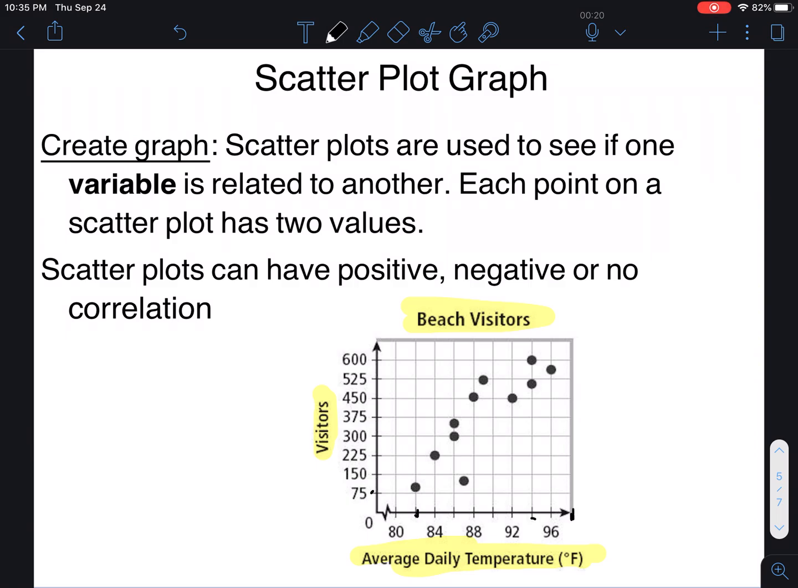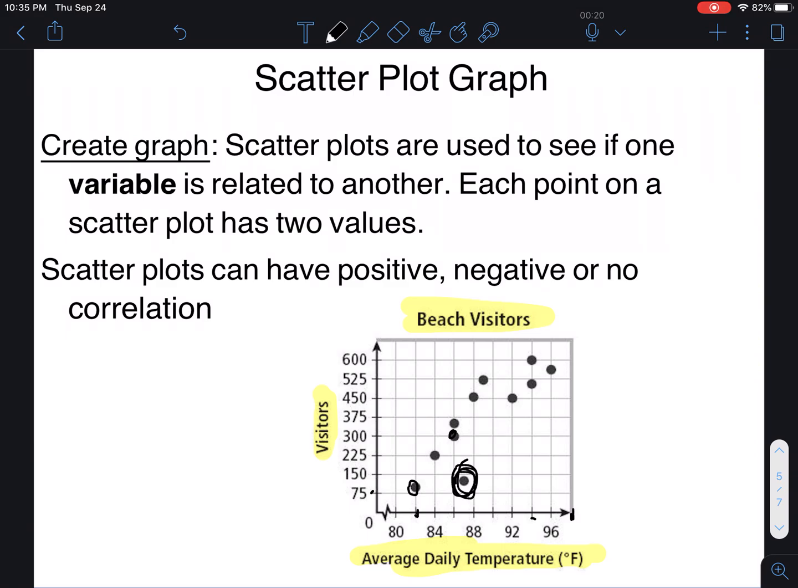And the relationship is at 82 degrees Fahrenheit, there are slightly more than 75 guests at the beach. When the temperature goes up to 84, you get 225. When the temperature was up to 86, there was 300. Here you have one point that when the temperature was 87, there was only slightly less than 150. So there's an outlier right here.